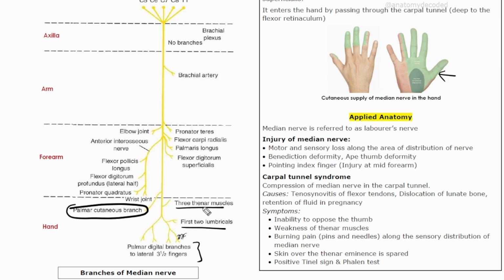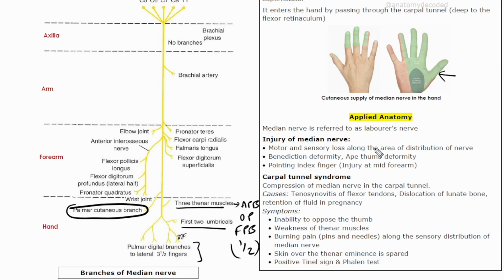And here three thenar muscles are written. Which are these three? One is abductor pollicis brevis, then opponens pollicis, and flexor pollicis brevis. Only half of it is supplied by the median nerve. The remaining half is supplied by the ulnar nerve. So these muscles and these two lumbricals are all supplied by the median nerve, and all the remaining muscles of the hand are supplied by the ulnar nerve.